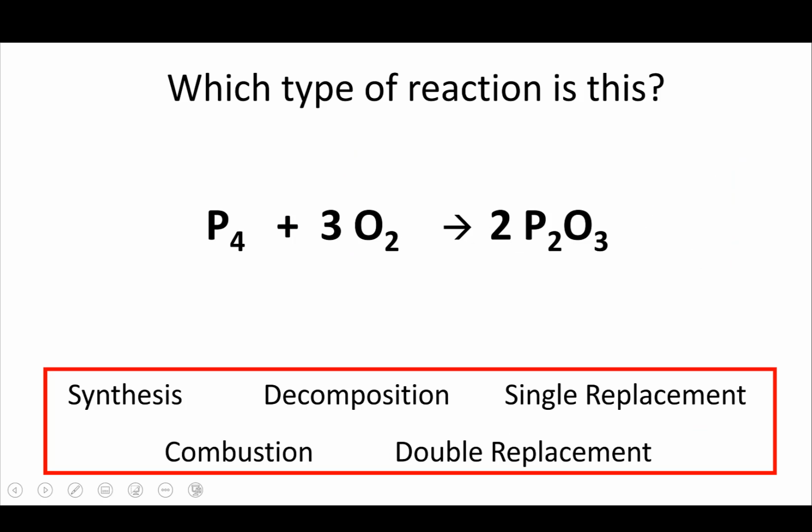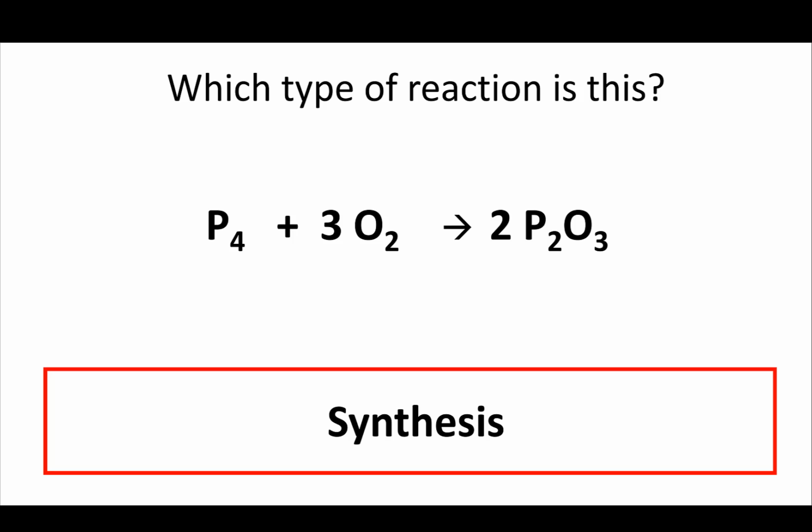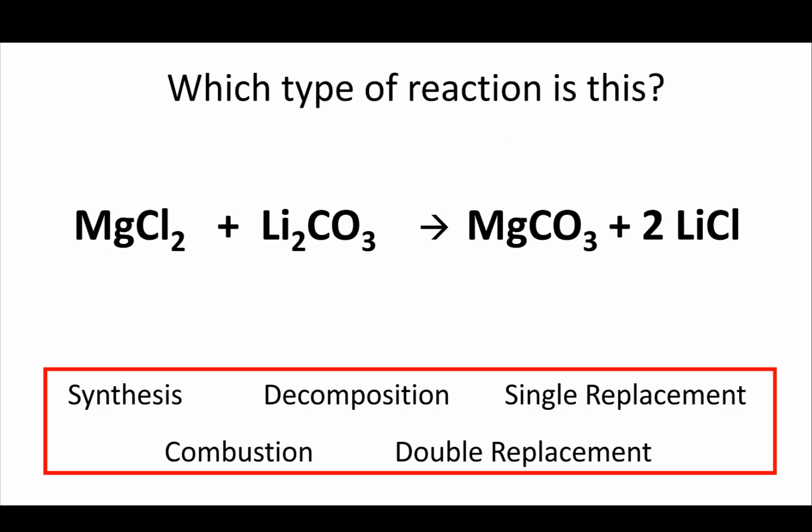What about this one? 5, 4, 3, 2, 1. Well, this is going to be a synthesis reaction, and you can tell because I have two different chemicals that I combine into one bigger chemical, so combining is synthesizing. What about this one? 5, 4, 3, 2, 1.